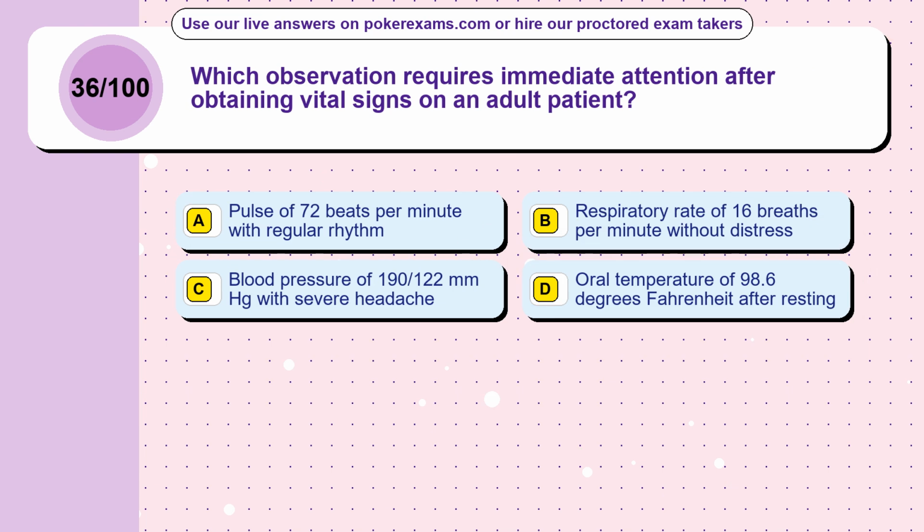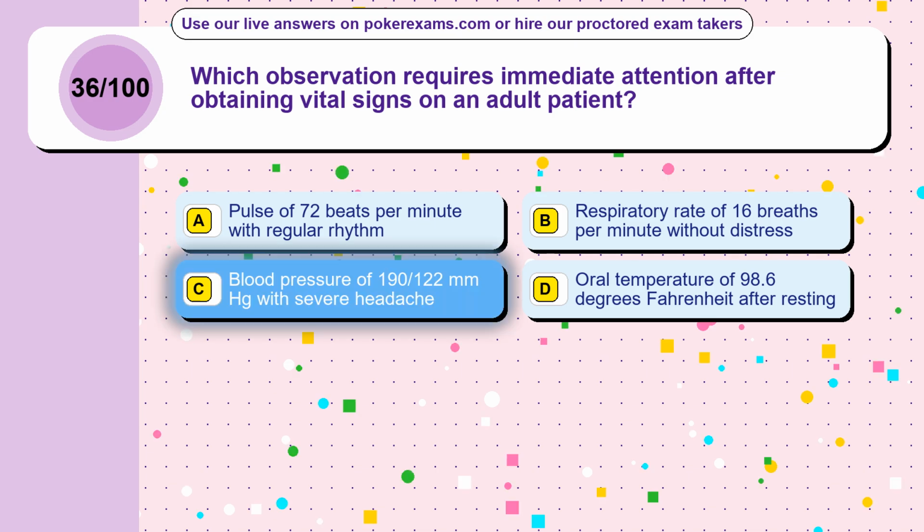Question 36. Which observation requires immediate attention after obtaining vital signs on an adult patient? Option A. Pulse of 72 beats per minute with regular rhythm. Option B. Respiratory rate of 16 breaths per minute without distress. Option C. Blood pressure of 190/122 mmHg with severe headache. Option D. Oral temperature of 98.6 degrees Fahrenheit after resting.